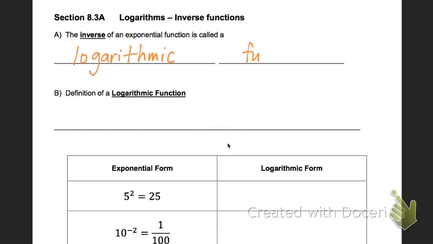This is hard. What did I say? A logarithmic function.